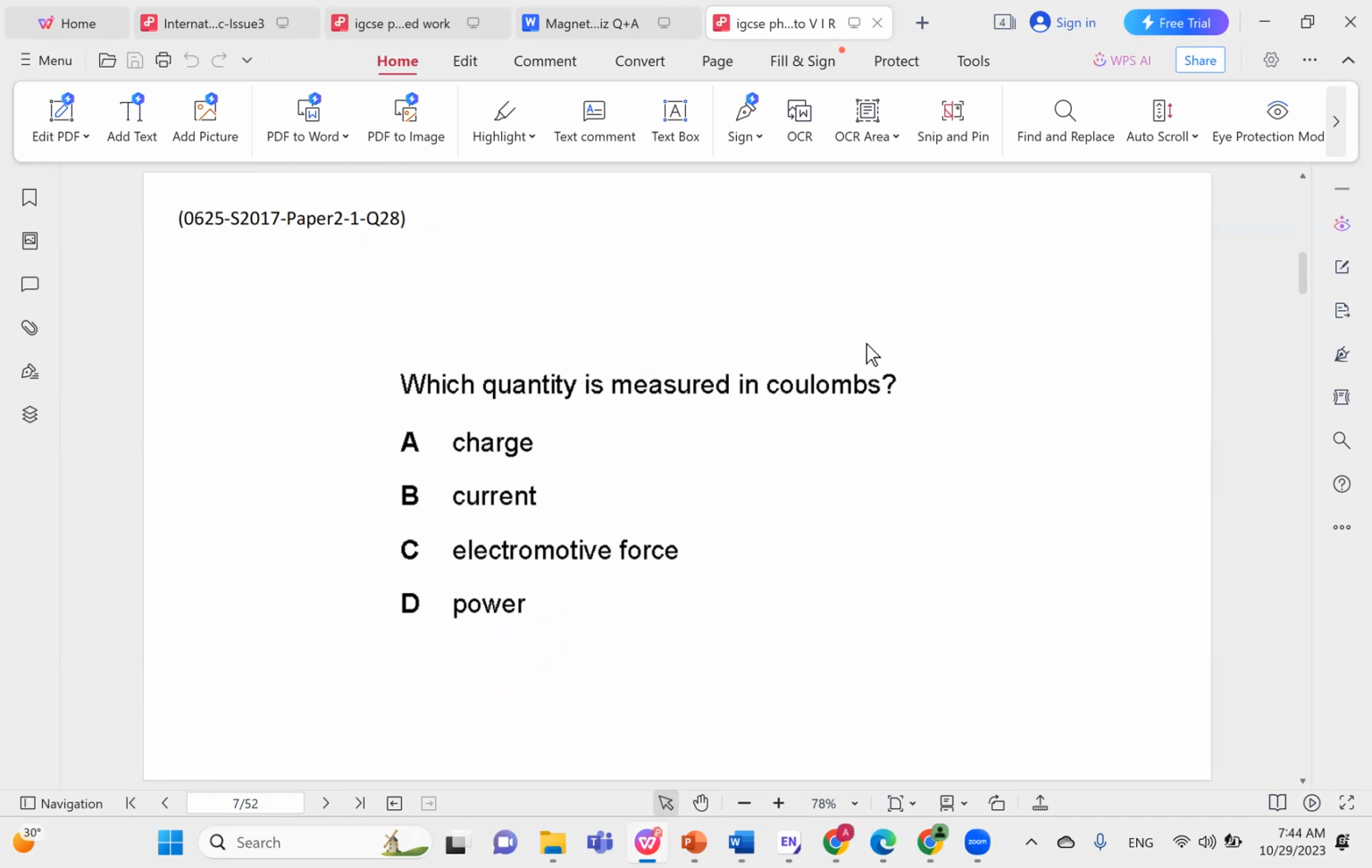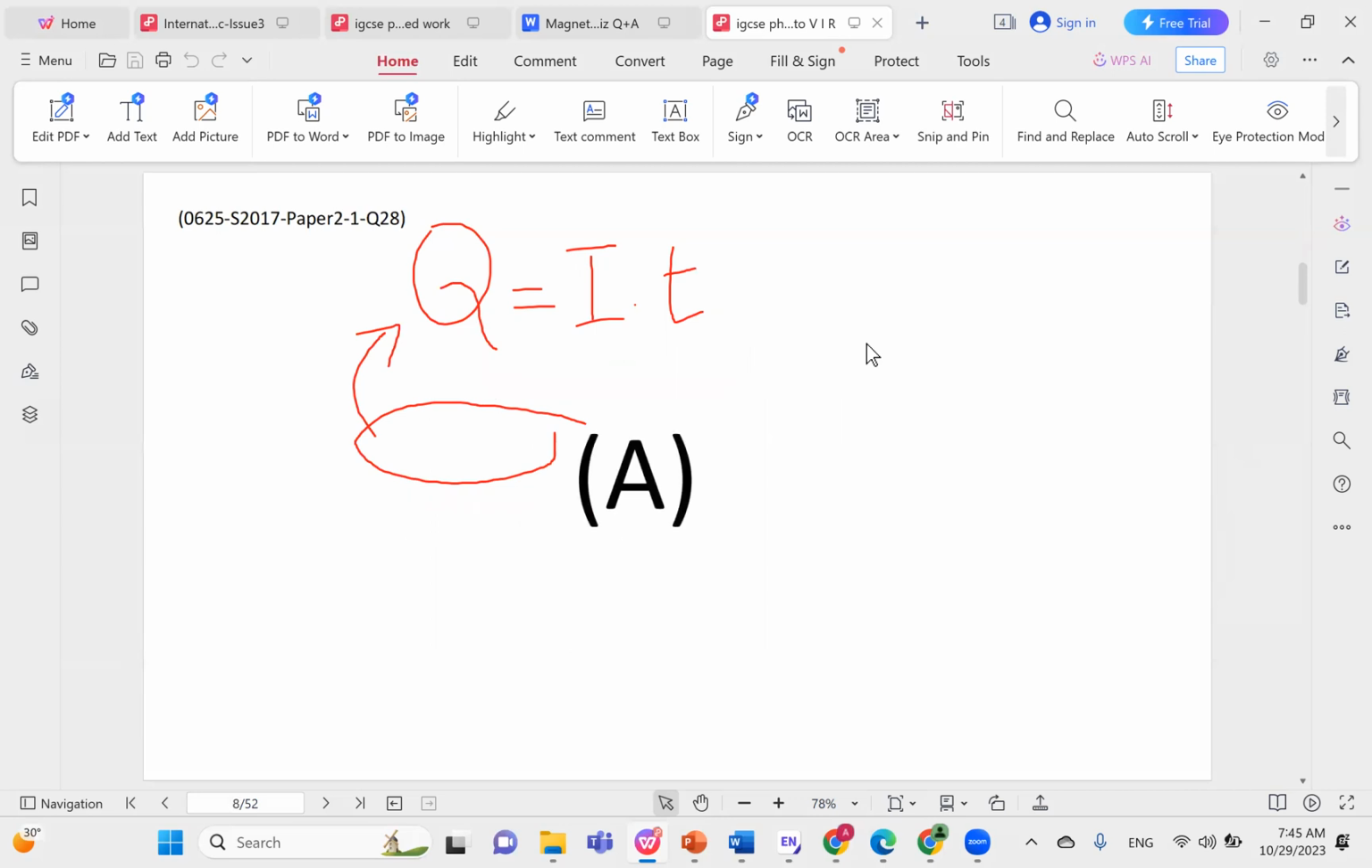Which quantity is measured in coulombs? Coulombs measure the quantity or the amount of electric charge, which is given by Q. And Q is equal to the current, I, multiplied by the time. We're going to discuss further questions relating to this equation in the same video. However, for now, all you need to know is that coulombs are the unit used to measure charge, which is Q. So the correct answer here is choice A.